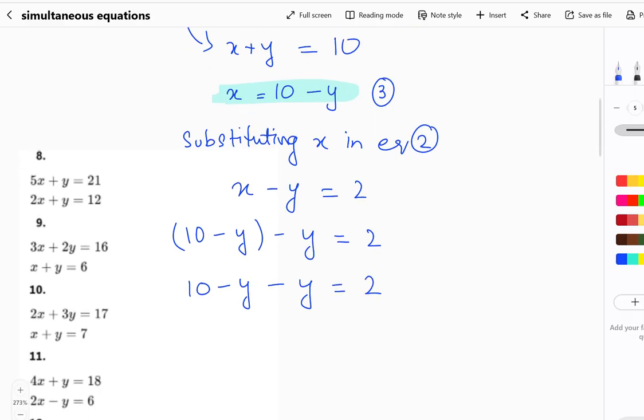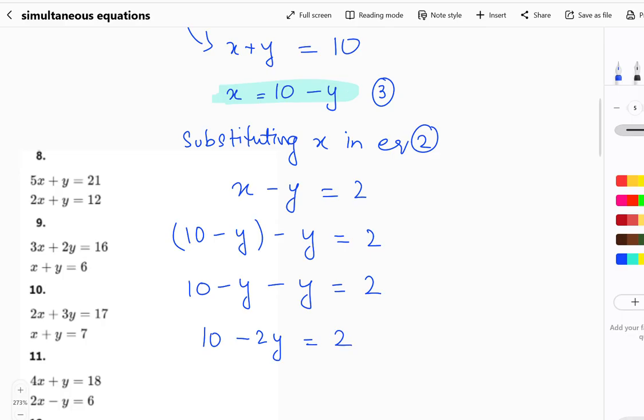Okay, this is simple. We just need to simplify it. Like term with like term, we have minus y and minus y. Minus y and minus y makes minus 2y. Yes, minus 2y. And we have a 2 here.